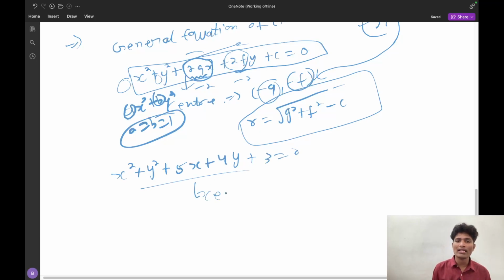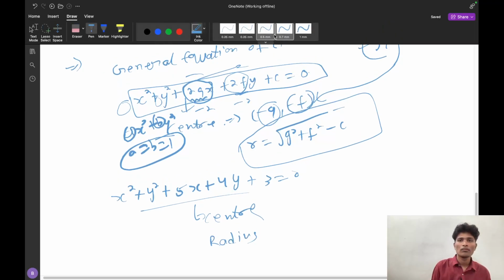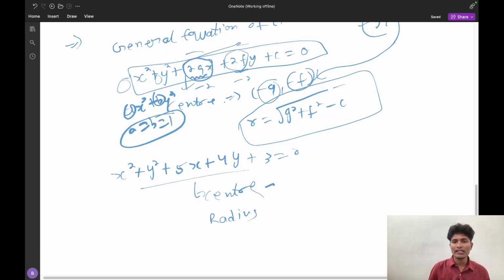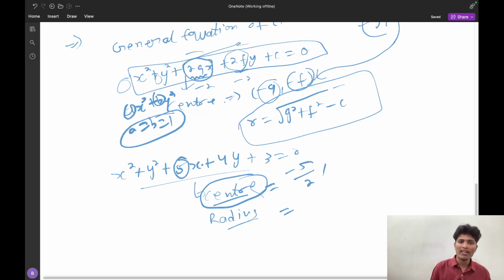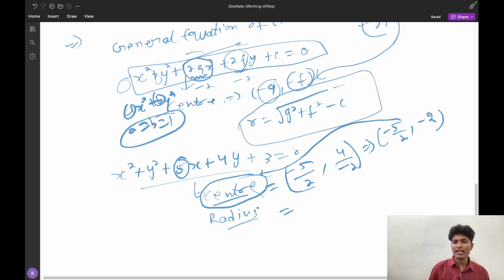How do we calculate the center and radius here? The center here: just divide the x coefficient by −2 and the y coefficient by −2. What will I get? I will get (−5/2, −2). This is the center. And what is the radius? The radius is simply the root of the center squared, that is (−5/2)² + (−2)², and we have to subtract the constant, that is 3.